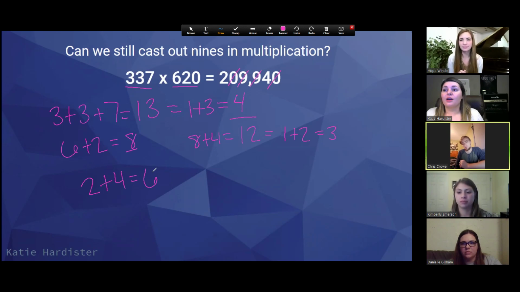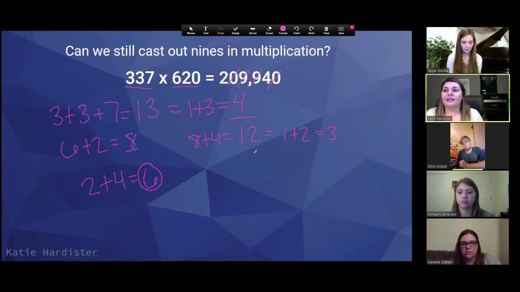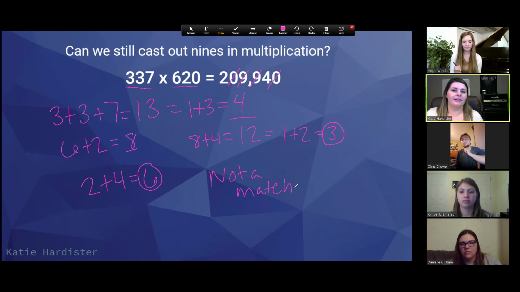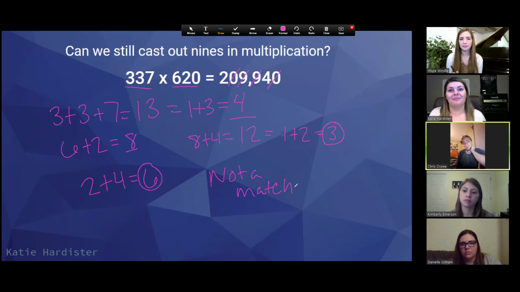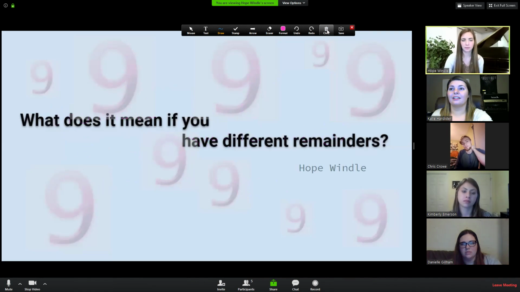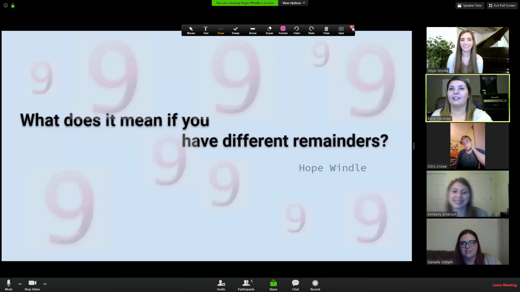But so we see that 6 and 3 do not match. So we would just write not a match. And that's how we would use this for multiplication. It's essentially the same steps, I believe. It's all very well put together. Yeah, I like that. And I'll clear my annotations there.